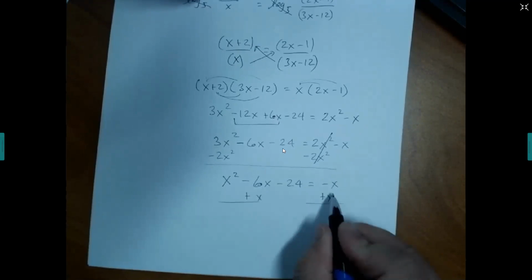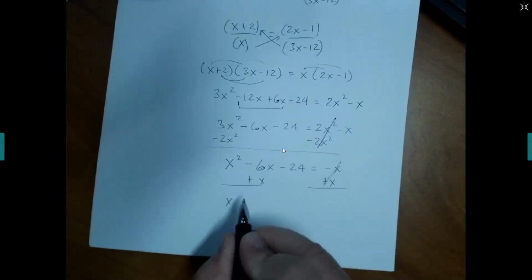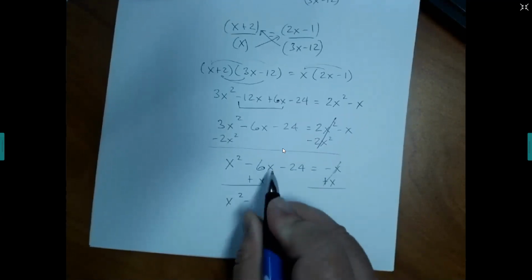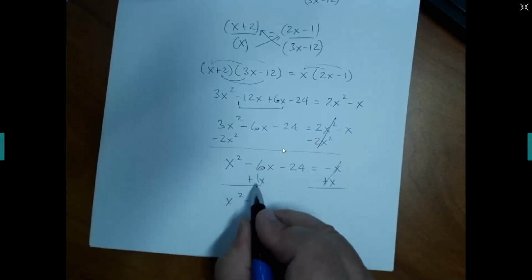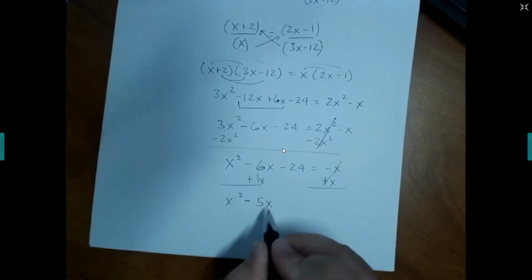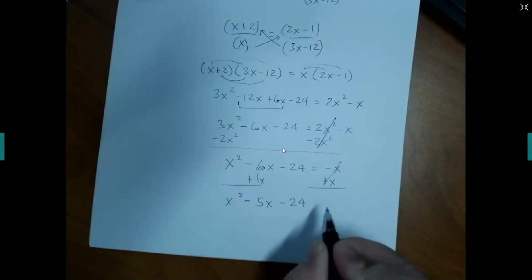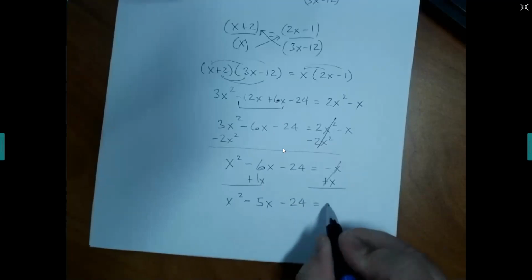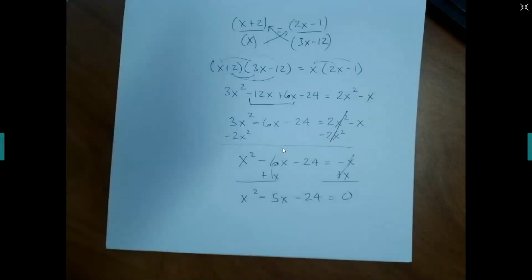Add 1x to both sides. x squared, negative 6 plus 1 is minus 5x, minus 24 is equal to 0.